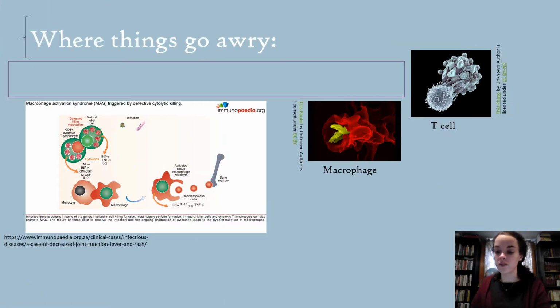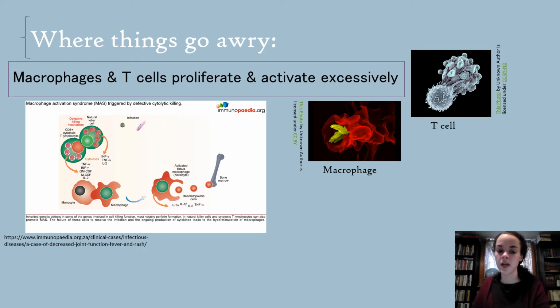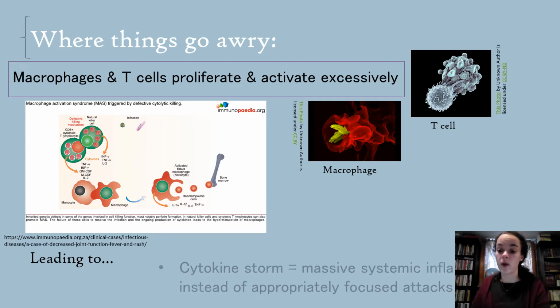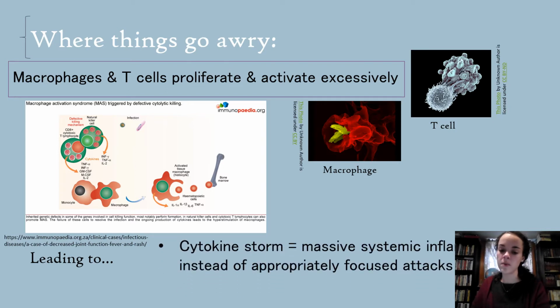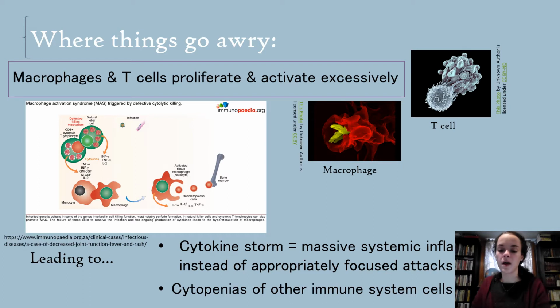Normally, the T cells and macrophages keep us healthy. They kill the right things, engulf the right things, and all is well. But then things go awry in MAS, and the macrophages and T cells proliferate and activate excessively and do their job too well. So that starts a cytokine storm, which causes massive systemic inflammation, which is inflammation throughout the entire body. And so instead of the immune system just attacking the little spots that it should, it attacks the entire body. And then cytopenias of other immune system cells happen because the macrophages and T cells start killing even the good cells. And obviously that is not good either.